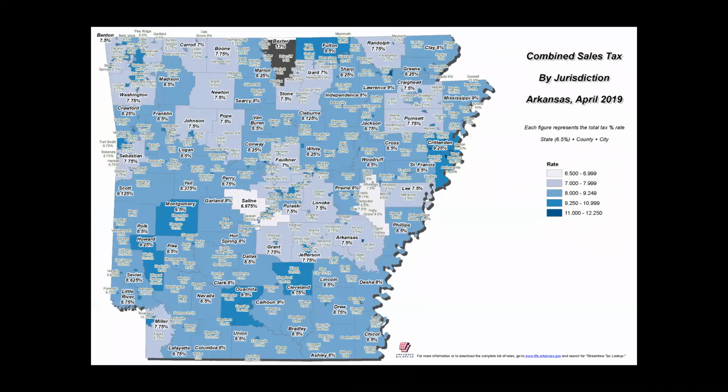This map shows all the sales tax rates in Arkansas, and I put this in just to give an indication of the complexity of that, because obviously it's difficult to see, but suffice it to say that everywhere you see a label is a different sales tax rate. And so there are 75 counties in Arkansas, 501 cities, so sort of do the math.